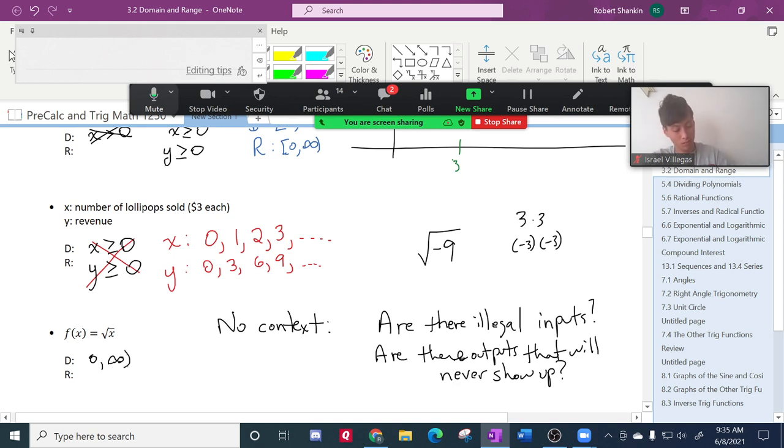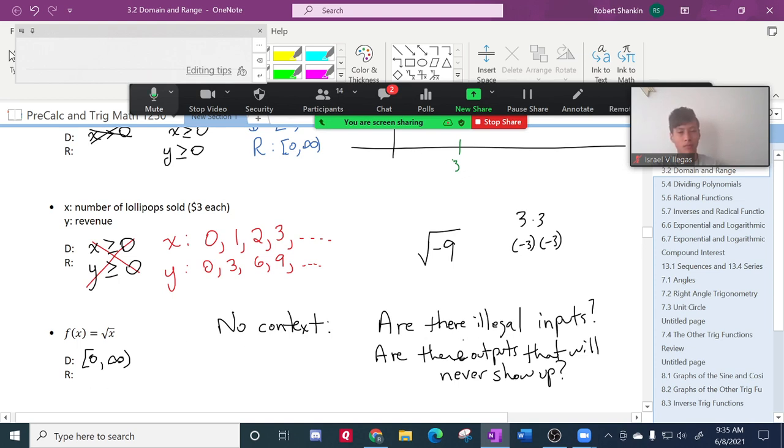Now infinity always has a parenthesis, and on this side you have a choice. Do you put a parenthesis or a bracket? If you put a bracket, that means that you're saying you can take the square root of 0. And you can. The square root of 0 is 0, because 0 times 0 is 0. So for the domain, we addressed this question, and we avoided the illegal inputs.